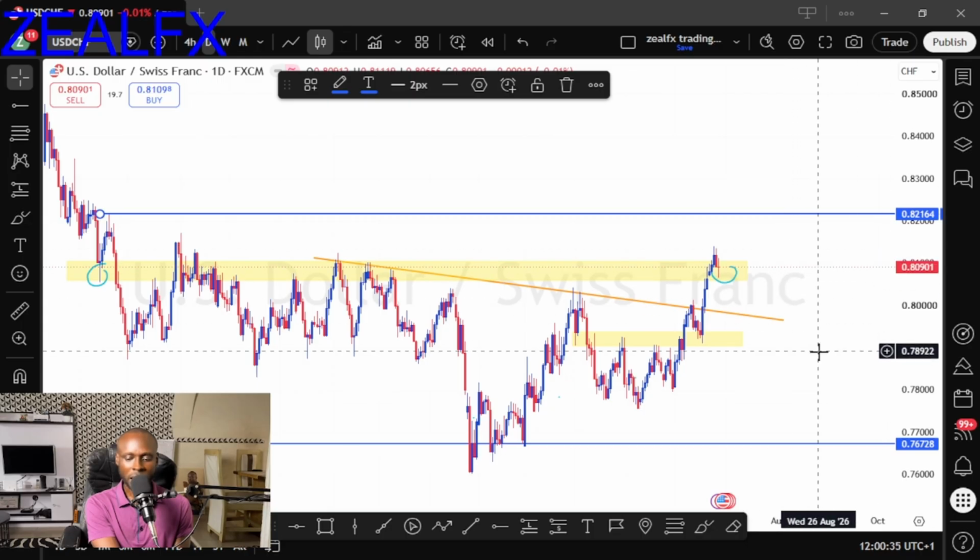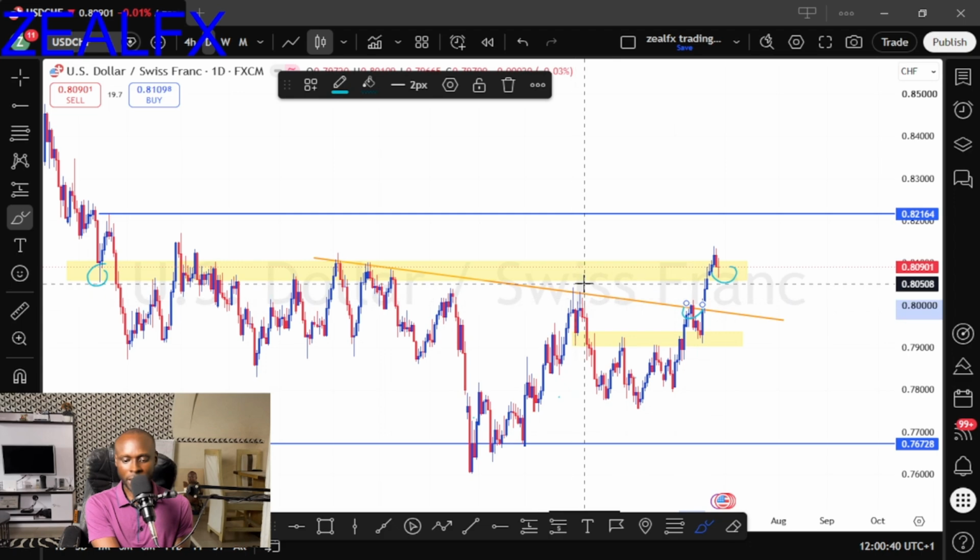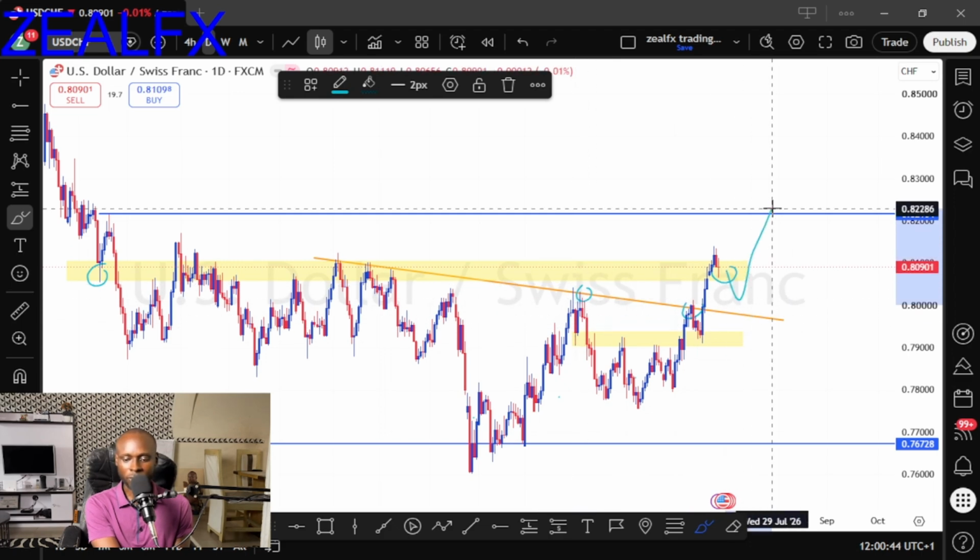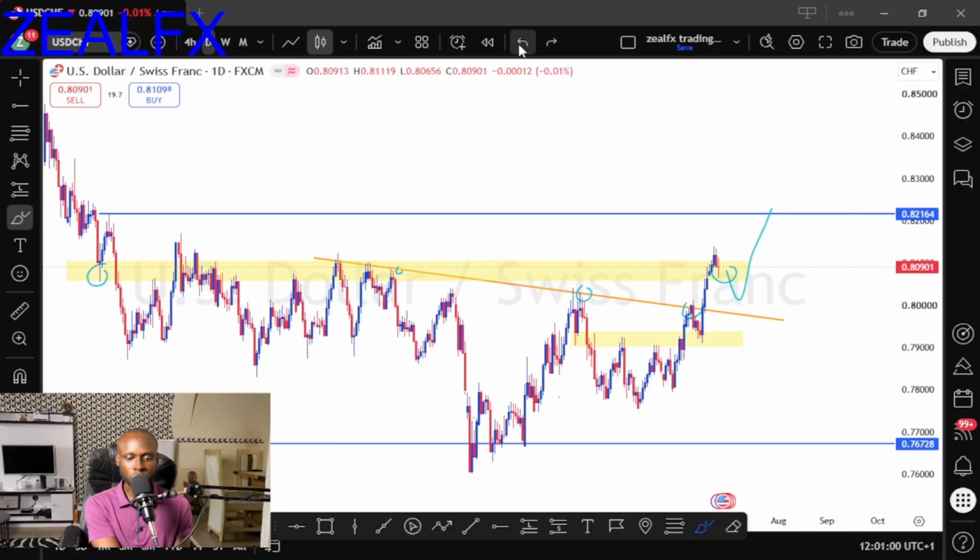Once we see a retest of any of these levels, we expect price to retest these areas for us to start looking for a possible buying opportunity for the USD CHF to the top. We don't want to buy from this resistance area. We know we have a support level here also, but we also need price to retest these areas before we start looking for our possible buying opportunity for the USD CHF to the top. So this is what we're expecting from the market this week.